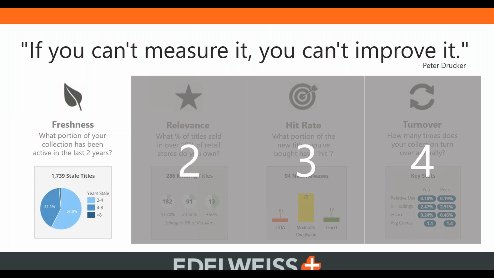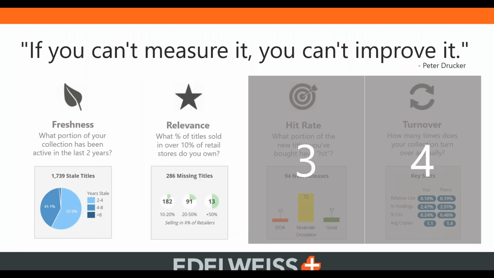The first is freshness, and freshness isn't how new your collection is, but rather how the books are circulating within your collection. So basically, what portion of your collection has been active? The light blue is what titles haven't circulated in 2 to 4 years. The medium blue is those books that haven't circulated in 4 to 8 years. And the darker blue is those titles that haven't circulated in more than 8 years. So it really allows you to do weeding a lot more effectively.